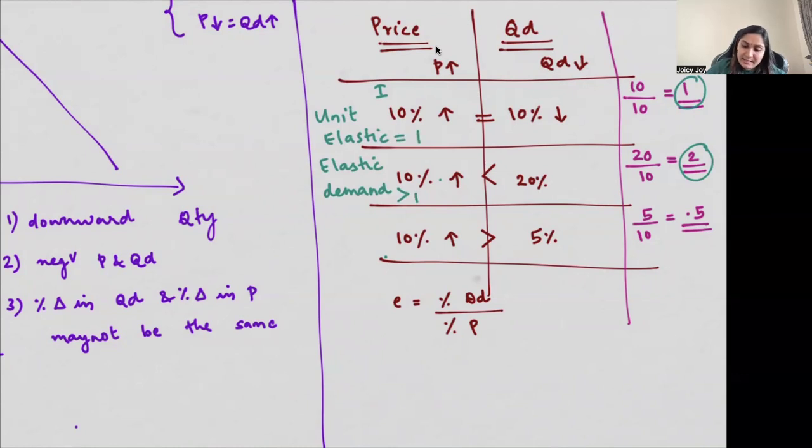And the third category is where the change in quantity demanded is less than the change in price. So here we get a value less than 1. In this case, we call it inelastic demand. And in case of inelastic demand, the value would be less than 1. So there are three types of elasticity: unit elastic, elastic, and inelastic. So these are the three types of elasticity.